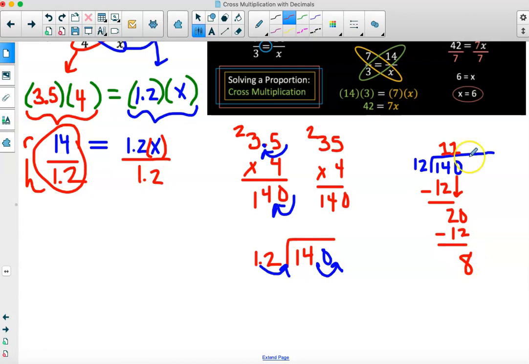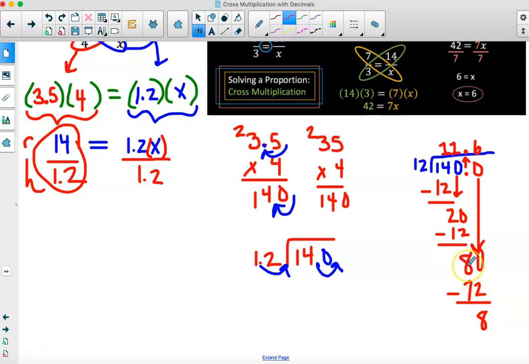Now I have 8 left over, and I need to bring something down, so I need to add a decimal. I'm going to go ahead and place that decimal up above, and then add a 0, which allows me to bring down a 0. 12 goes into 8. Well, 12 times 8 is too much. 12 times 7 is 84, still too much. 12 times 6 is 72. 80 minus 72 is 8.